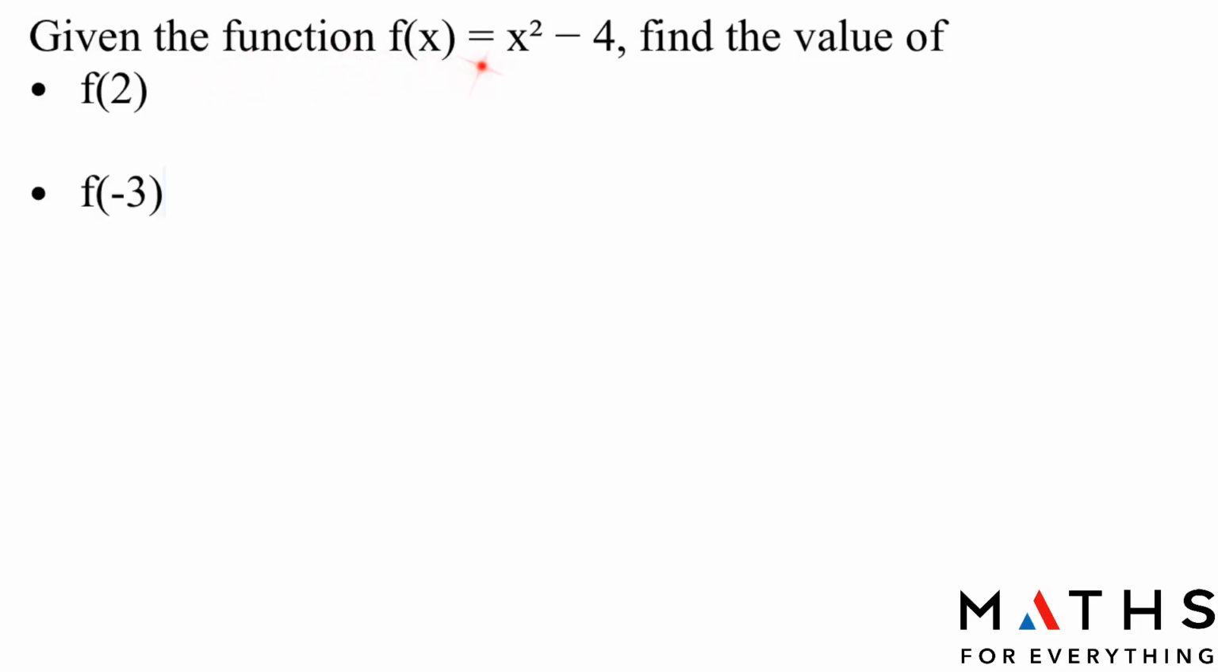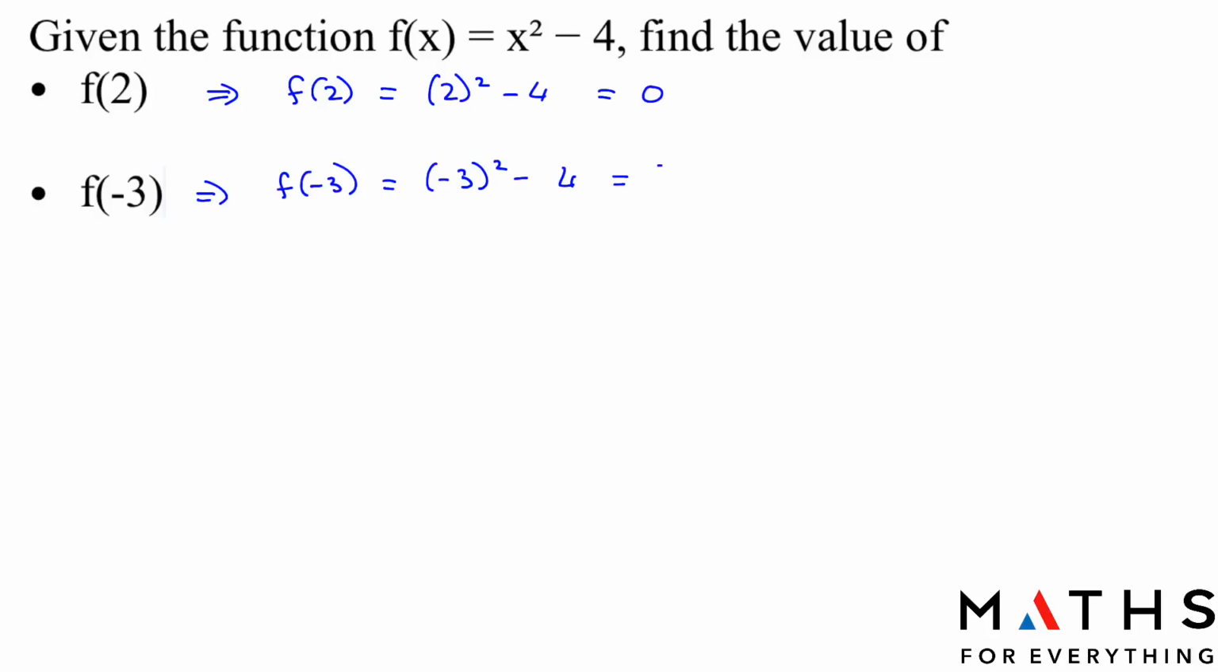Given the function f of x is equal to x squared minus 4, find the value of f of 2 and f of negative 3. This is very easy. F of x has been given to you. Therefore, f of 2 means we replace the x with 2. The answer is 0. F of negative 3, you will get 5. In the first instance, if you had not put the bracket, it would have been okay. You will still get the same answer because it's a positive number.